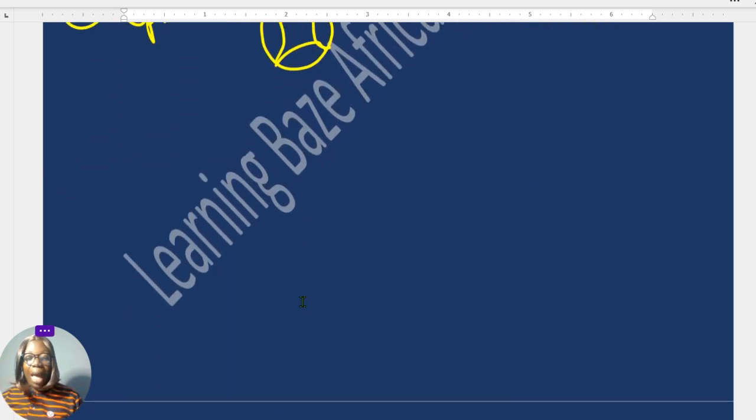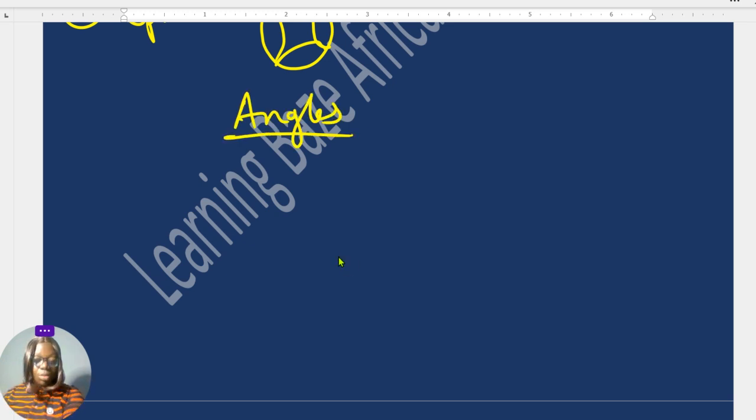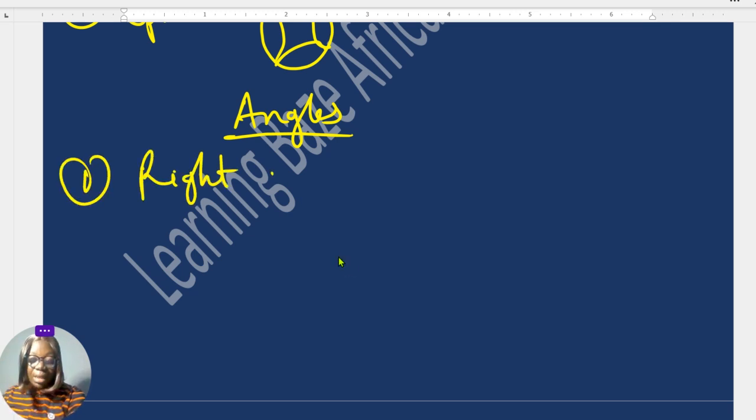Let's move on to angles. Under geometry, we'll be looking at angles. So, talking about angles, let's look at the first type of angle. We have right angle. A right angle is an angle whose value is exactly 90 degrees, and this is how it is represented.